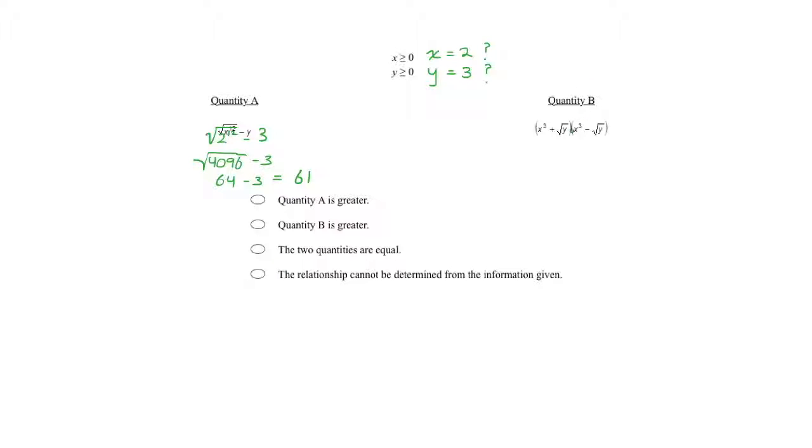So how does quantity B compare? Well, here we would have 2 cubed plus the square root of 3, times 2 cubed minus the square root of 3. See? Maybe I should have picked a number that you can take the square root of really easily. Okay? So that's something that happens sometimes, but we're not sunk yet. We can deal with this. 2 times 2 times 2 is 8.